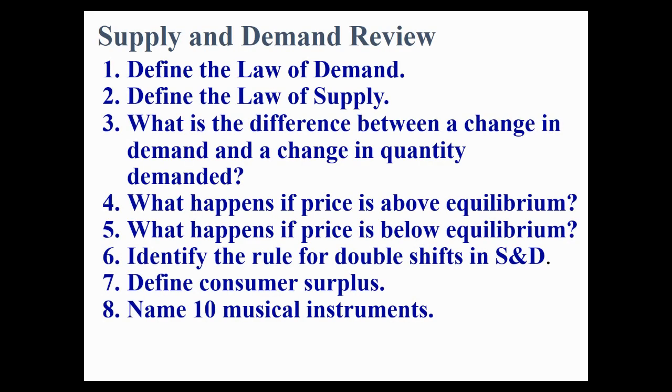So if we review, once again, we should know about the law of demand, law of supply, the differences in a change in demand and change in quantity demanded, difference between change in supply and change in quantity supplied, what happens to the price above equilibrium, what happens to the price below. We should understand the double shifting rules, right? We should be able to know what consumer, producer surplus and total surplus are.